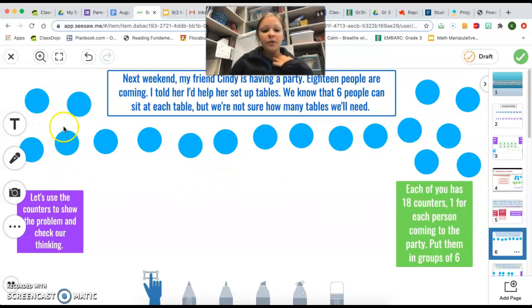So we're going to use these counters to show the problem and check our thinking. We know that we have 18 counters, so I want you to get out 18 counters and pause the video until you have your counters. What we are going to do is, because we know that 6 people can sit at each table, you're going to put your counters in groups of 6. So pause the video and go ahead and do that now.